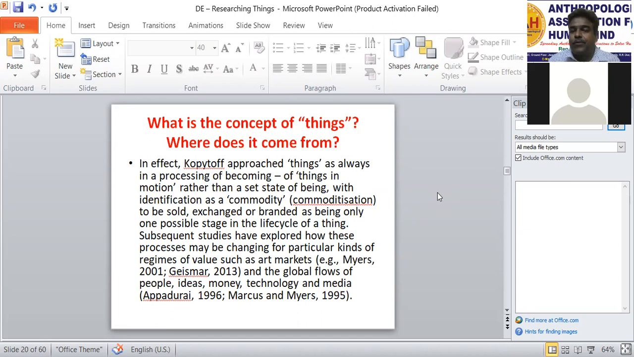In effect, Kopytoff approached things as always in a process of becoming, of things in motion, rather than a set state of being, with identification as a commodity, commoditization, to be sold, exchanged, or branded as being only one possible stage in the life cycle of a thing. Subsequent studies have explored how these processes may be changing for particular kinds of regimes of value, such as art markets, Myers, Geismar, and the global flows of people, ideas, money, technology, and media, Appadurai, Marcus, and Myers.